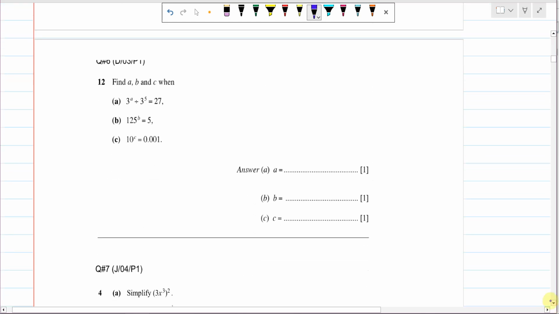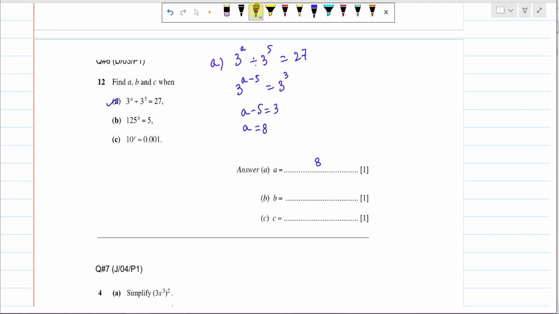Next one. Now these parts are from standard form, but we are only focusing on indices right now. It's November 03 paper 1. First part, it says that 3 power a divided by 3 power 5 is equal to 27. Bases are same on the left side, they are dividing, that means powers need to be subtracted, so that will be a minus 5 is equal to 27, which is 3 to the power cube. Now you have same bases on both sides, powers need to be equated, so a minus 5 equals 3, and you got the value of a, that is equal to 8. So that is your first part answer, 8.